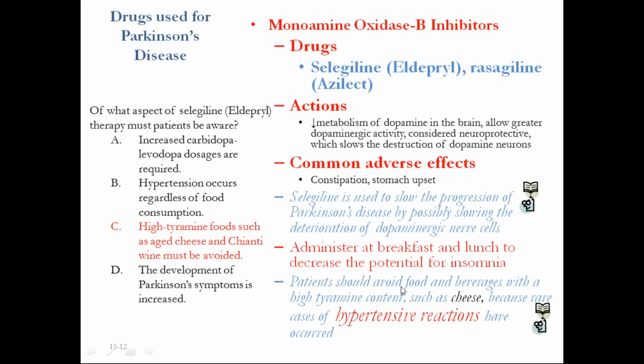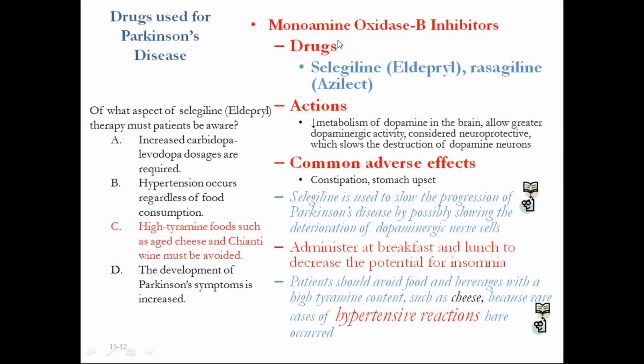So let's start talking about the first drug that we are going to see, the MAO, the monoamine oxidase inhibitor. The name that we need to remember is selegiline, and the commercial name of selegiline is Eldepryl.